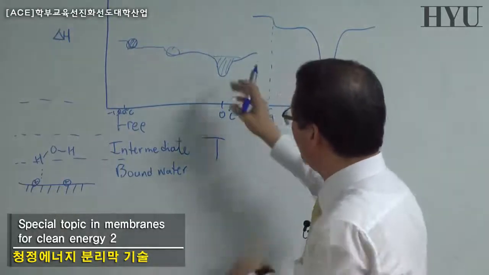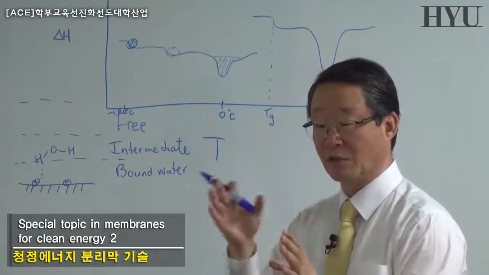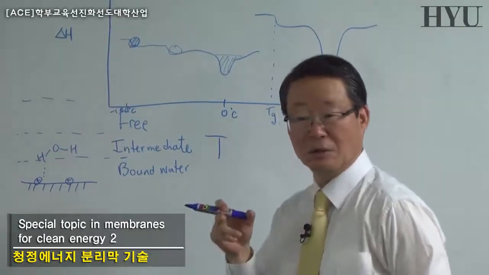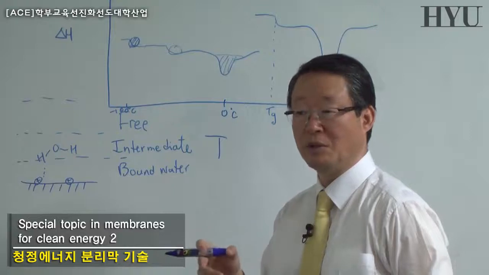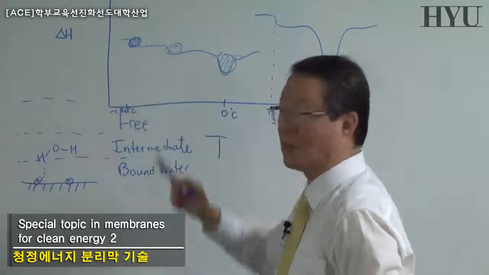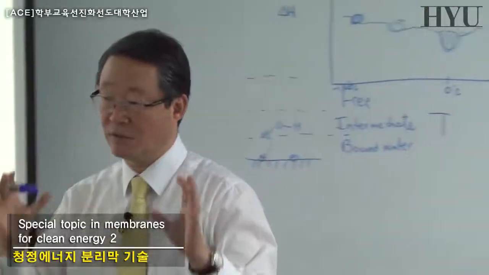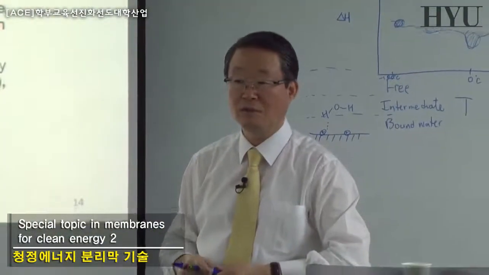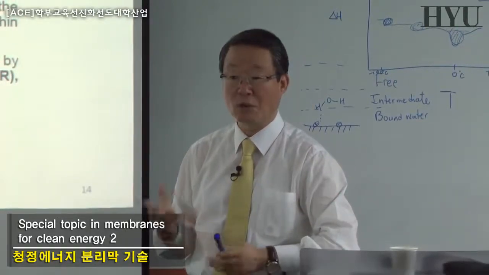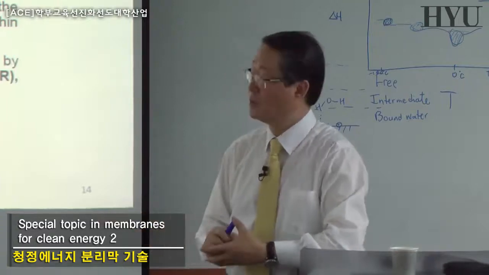So by measuring the area under the curve of your DSC isotherm of the membrane containing water, you can measure the free water amount, bound water amount, and intermediate water amount. Okay, of course this is not an absolute value, because this is a relative value of the water content, but we can measure the free water content and bound water content depending on your charges.